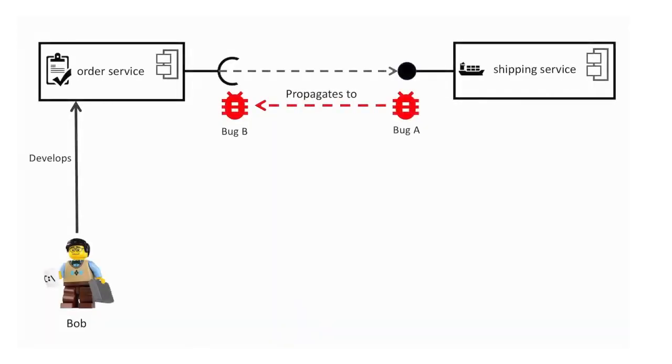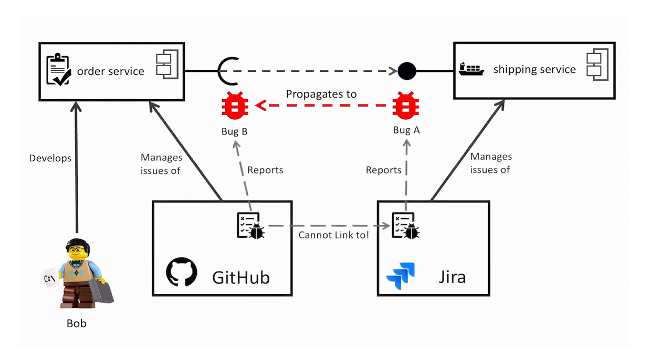Hello everyone, let me introduce you to Bob, who develops an auto service which is part of a bigger webshop application built as microservices. The auto service consumes the interface of a shipping service, however there's a bug in the shipping service's interface. Due to the dependency between both services, this bug also affects the auto service's functionality and results in another bug. Since the developer teams of such microservices can choose their own technology stack, each service manages its issues in an independent issue management system.